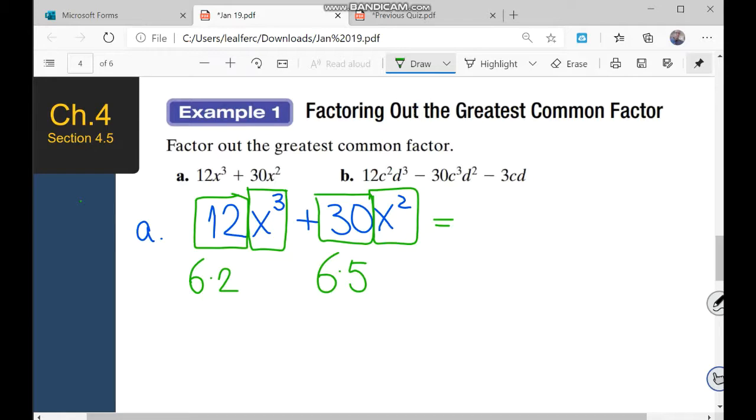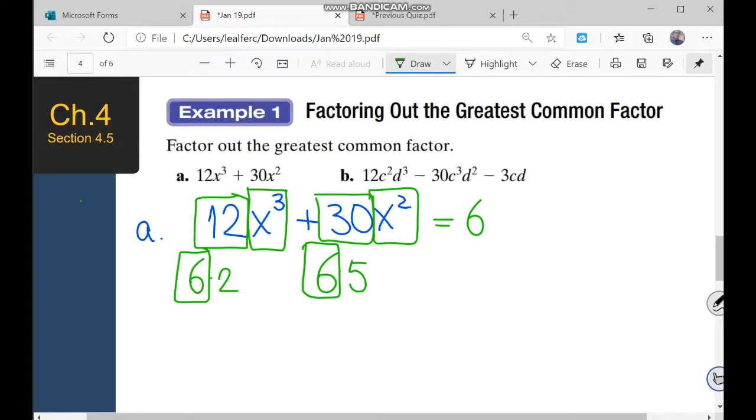Six times 2? No, not yet. Yes, Jacob. Yes. Thank you, Ariel. Yes, the common factor needs to be common. And the greatest, you need to find the largest number that's common. Yes, it's 6. 6 is going to be the greatest common factor.